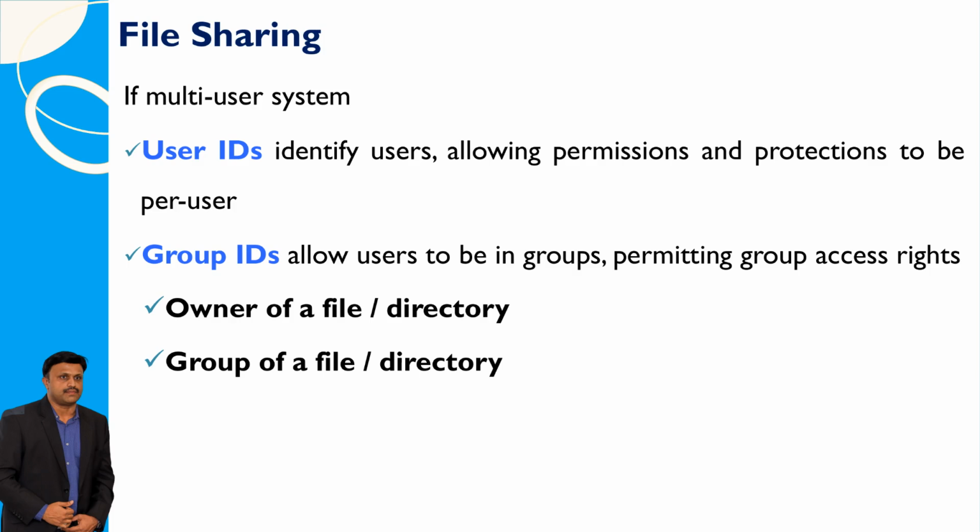In multi-user systems, file sharing is managed through user IDs, which uniquely identify users and enable permissions and protections to be applied on a per-user basis. Group IDs facilitate group organization, allowing users to belong to specific groups and granting them group access rights. Each file or directory has an owner and can also be assigned to a specific group, providing granular control over access and management within the system.